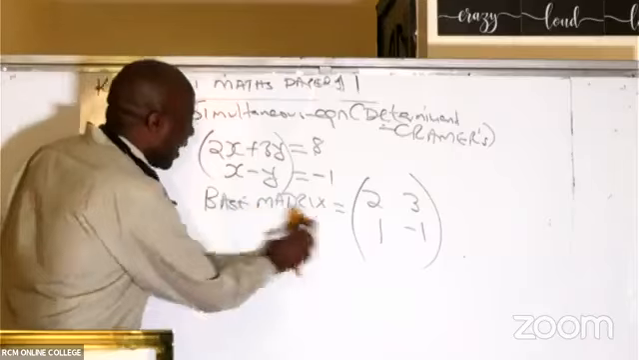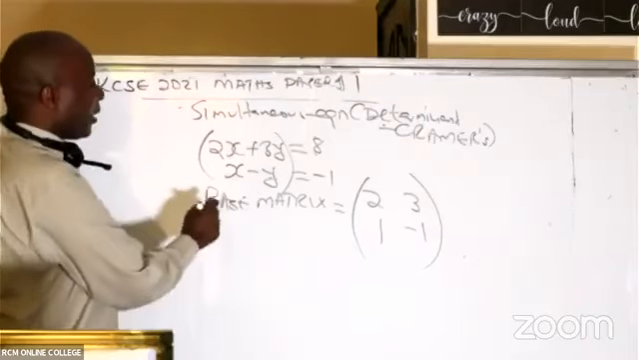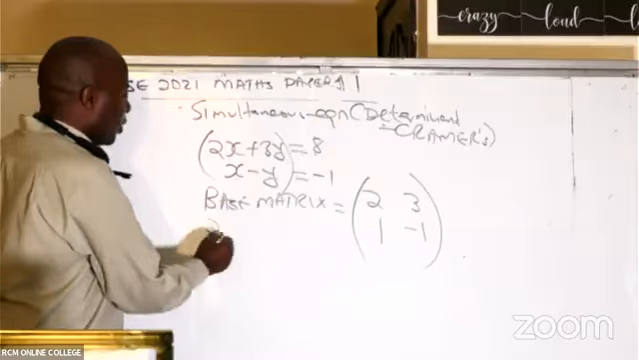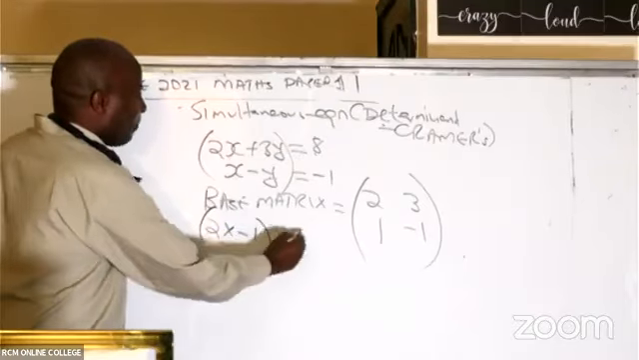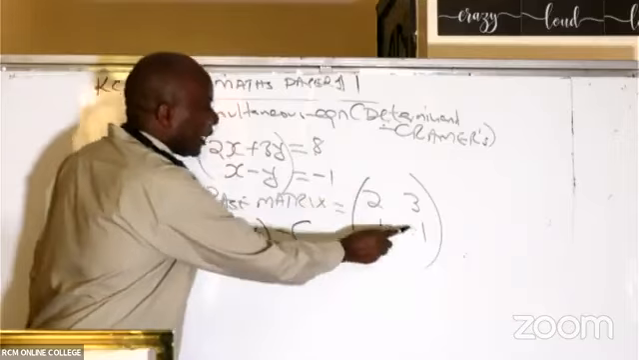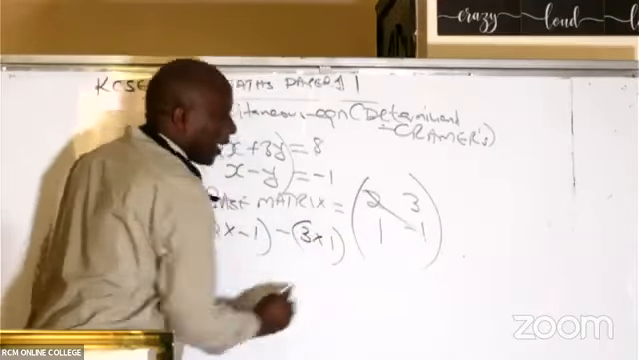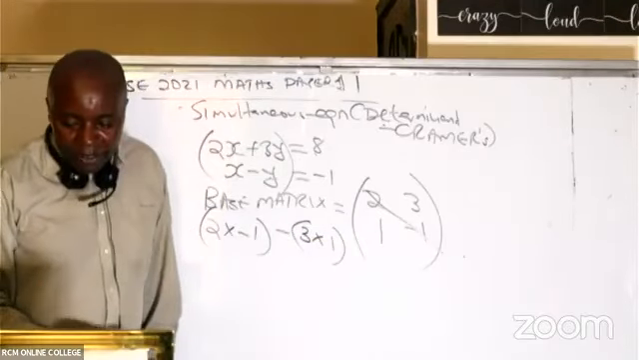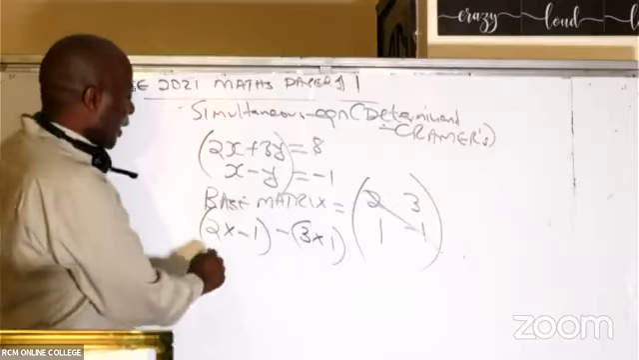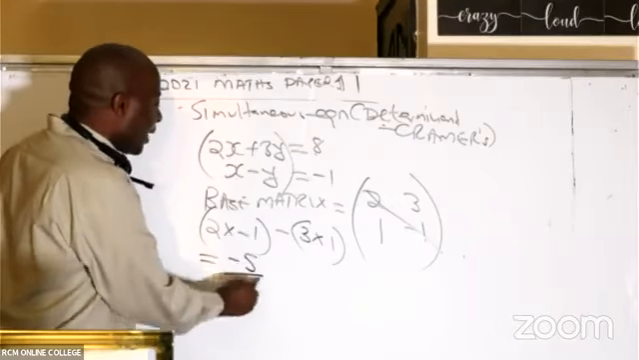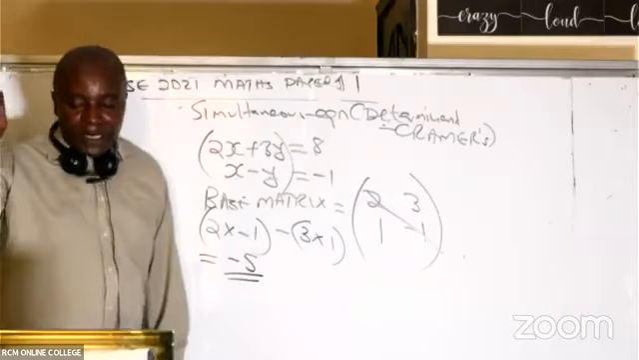-5. All right. So in this case, we have a product of primary diagonal. It is 2 times -1 minus 3 times 1. Remember, this is primary diagonal. So at the end of the day, they're giving me an answer of -5. Are we able to get this -5?